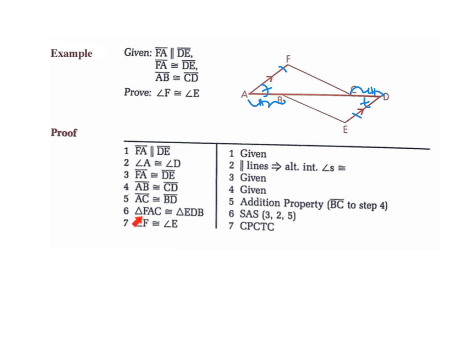So I'm ready to prove that my triangles are congruent. Triangle FAC is congruent to triangle EDB by side angle side. And then therefore I know angle F is congruent to angle E by CPCTC.